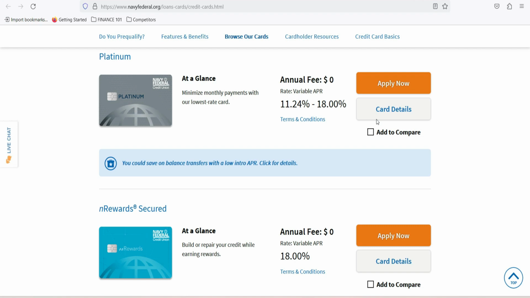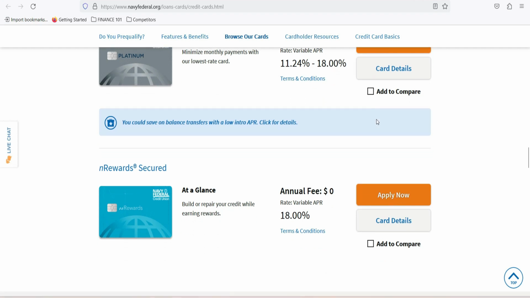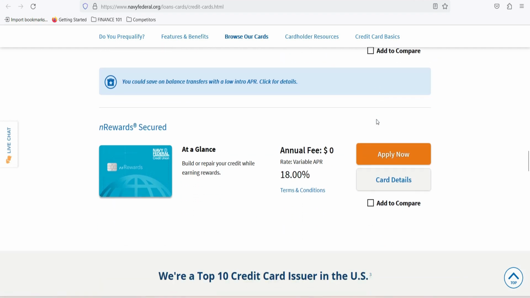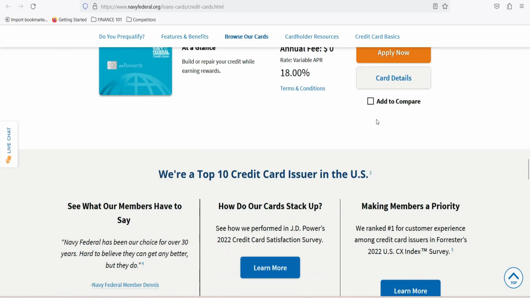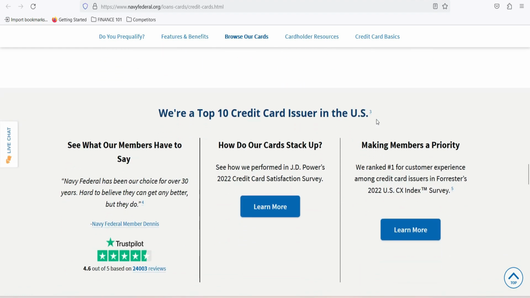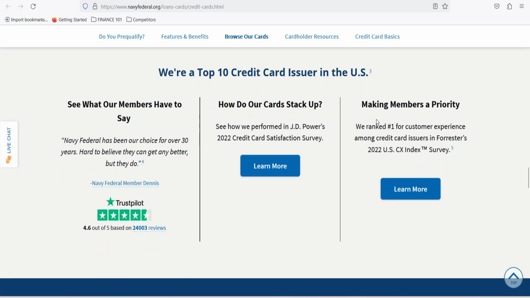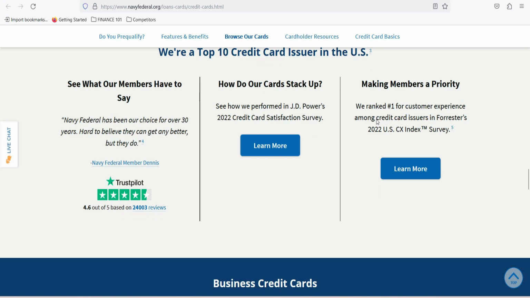Tips for responsible credit card use. Regardless of the credit card you obtain, responsible use is crucial for maintaining good financial health. Here are some tips. Pay on time. Timely payments are essential for maintaining a positive credit history. Set up reminders or automatic payments to avoid late fees.